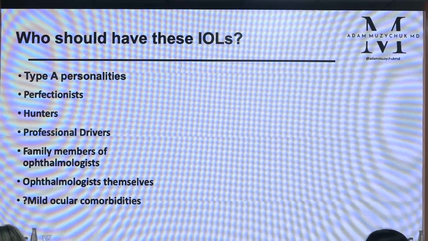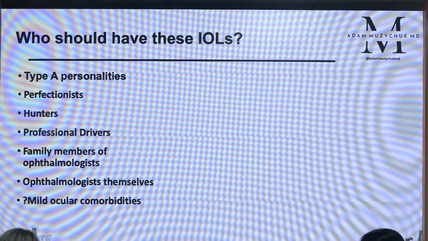So I used to do a personality inventory. Are you a perfectionist? Would your friends describe you as such? Are you a type A personality? We used to think maybe those people shouldn't have it. For me, hunters we used to worry about. Professional drivers, I no longer worry about that. Why did I put family members of ophthalmologists and ophthalmologists themselves?